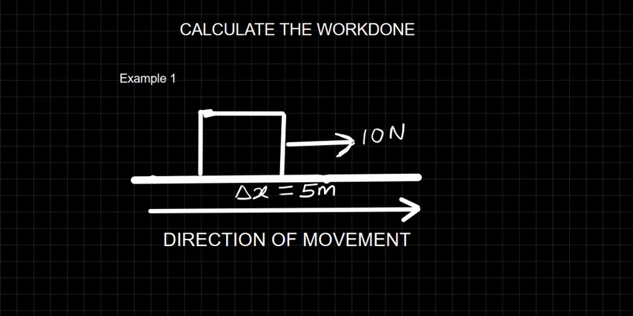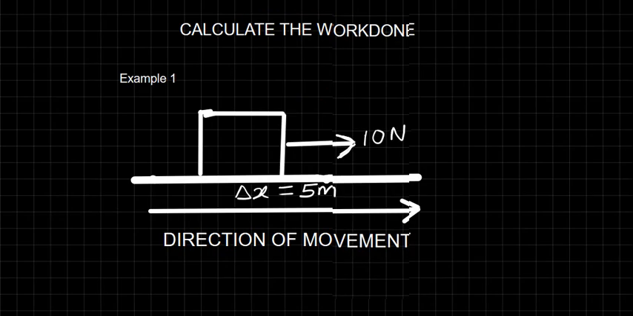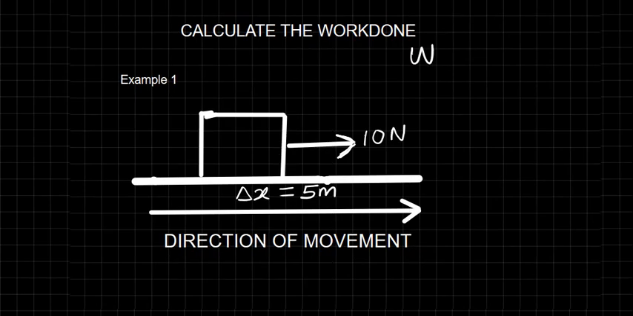Now we're going to look at examples of this formula. So the first example, an object is being pulled to the right through a distance of 5 meters. And then we are going to calculate the work done by the applied force. So to calculate the work done by the applied force, we have to say the work done by the force is equal to the force multiplied by the displacement and then the cos of theta.